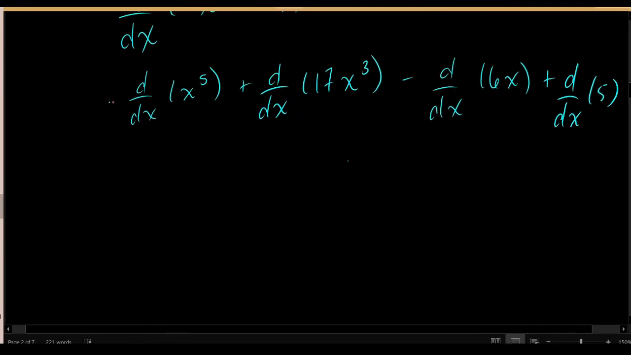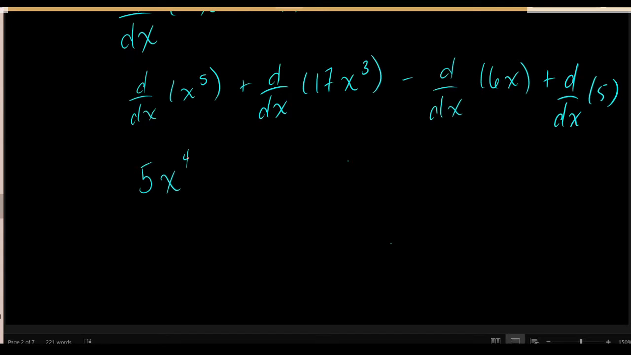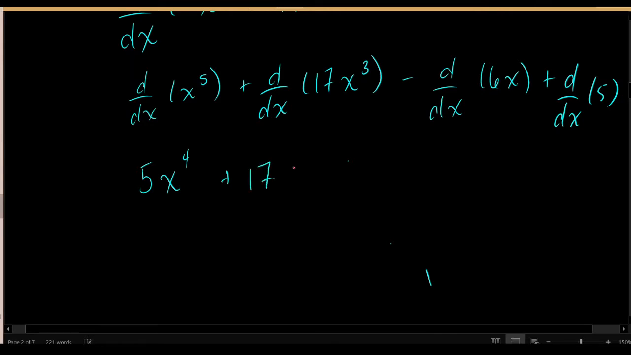So what's the derivative of x to the 5th power? The 5 comes down, and the power gets reduced by 1, so now it's x to the 4th power. What about the derivative of the second term, 17 times x cubed? This would be equal to 17 times the derivative of x cubed, where the 3 will come down, and that exponent will become 2.